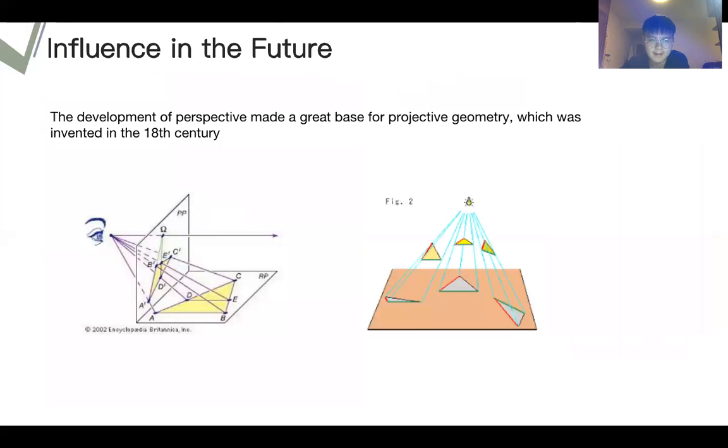Okay, then it's the influence in the future. The development of perspective made a great base for projective geometry. However, perspective was developed in around the 15th century, while projective geometry was invented in the 18th century, a long time period. However, without the development of perspective, we might not see projective geometry even today.